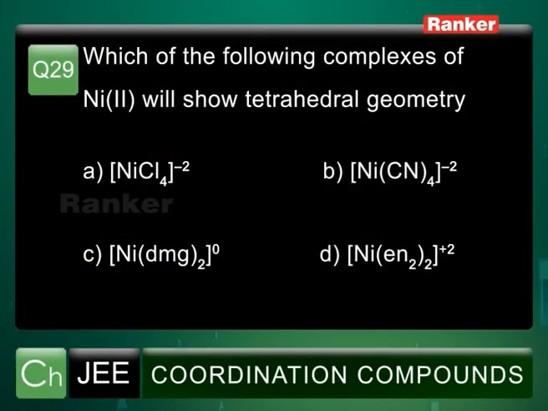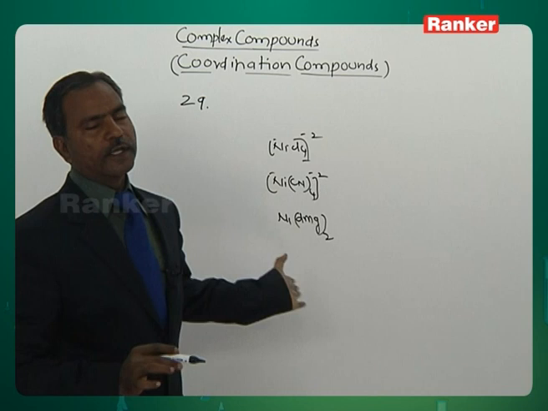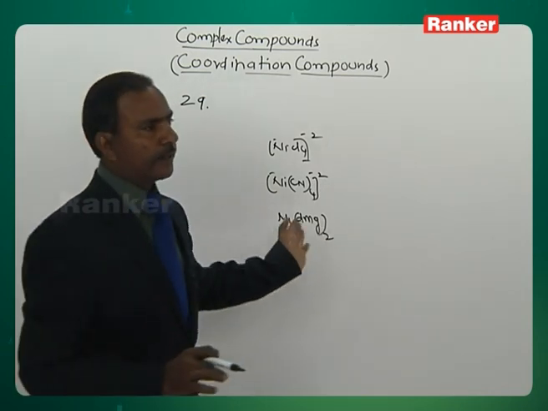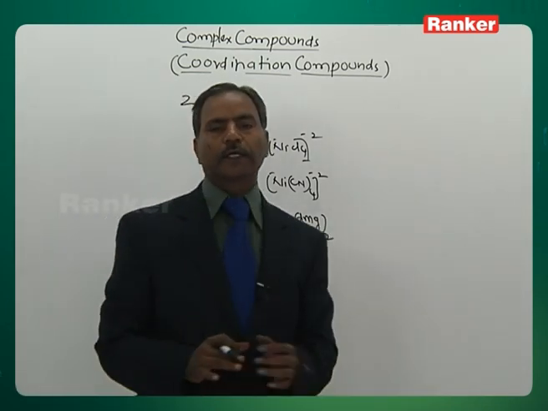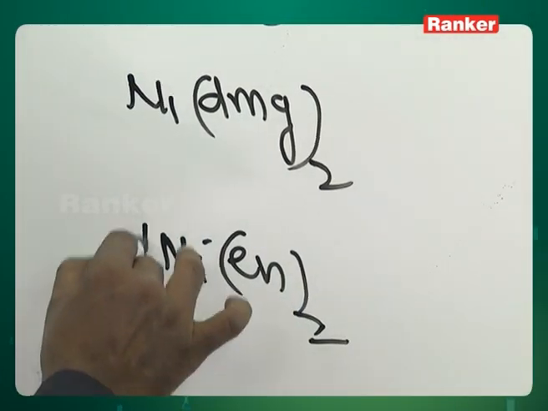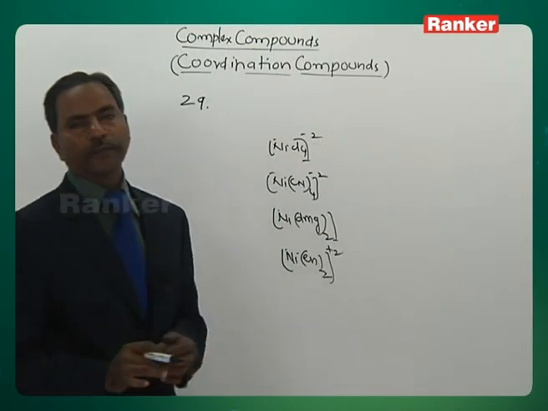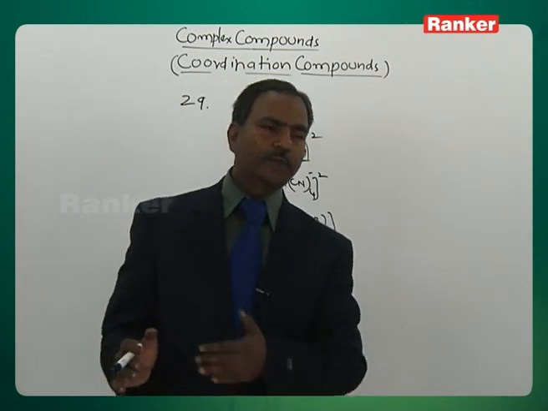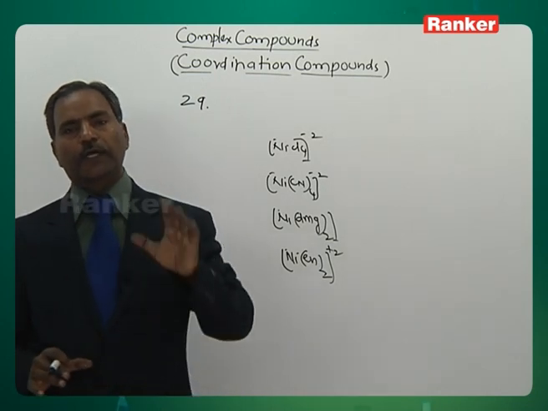Coming to next option C, nickel DMG, DMG twice. In this particular complex, DMG is a negative ligand. Again it is nickel plus 2. Yes, DMG is strong field, electrons are getting paired. In this also, hybridization is dsp2, geometry square planar. Coming to next, nickel ethylenediamine complex, and again plus 2. Here also nickel is plus 2, d8, N is strong field, electrons are getting paired. See option B, C, D, dsp2 hybridization is there and geometry comes to be square planar.